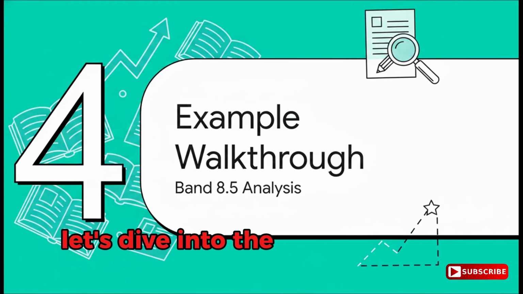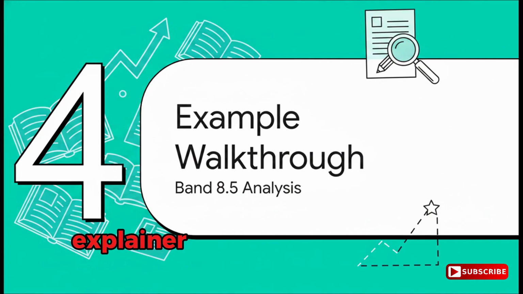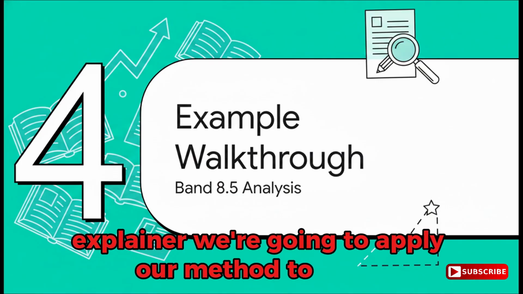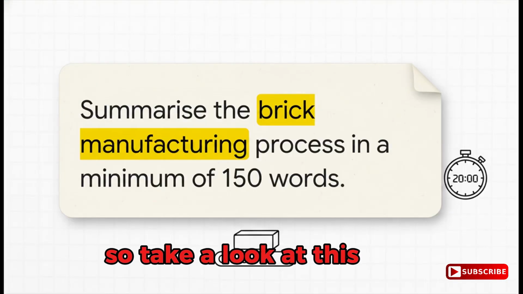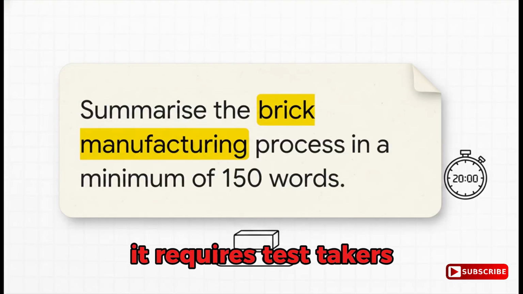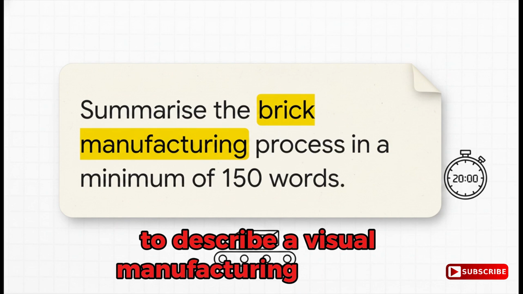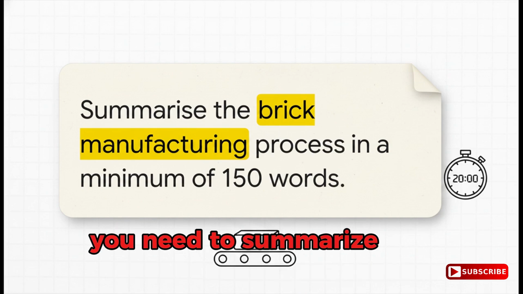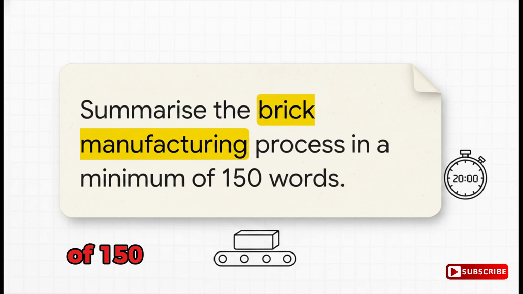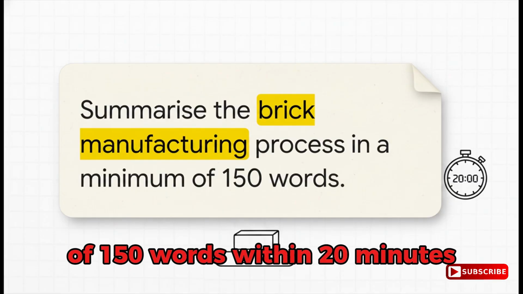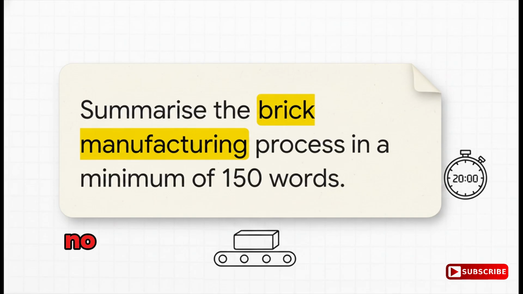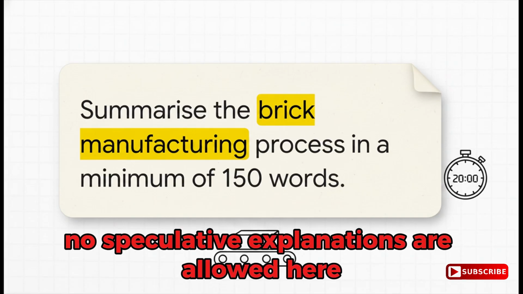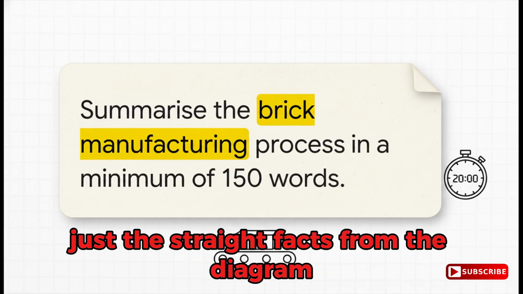Okay, let's dive into the absolute most valuable part of this explainer. We're going to apply our method to a real, high-scoring exam response. So take a look at this task. It requires test takers to describe a visual manufacturing diagram. You need to summarize the information in a minimum of 150 words within 20 minutes. Keep in mind, this is an information transfer task. No speculative explanations are allowed here, just the straight facts from the diagram.